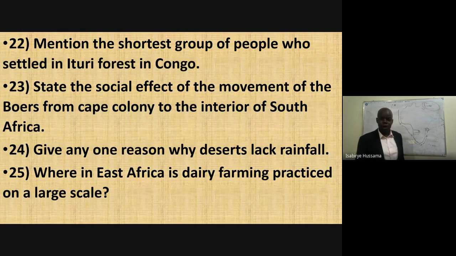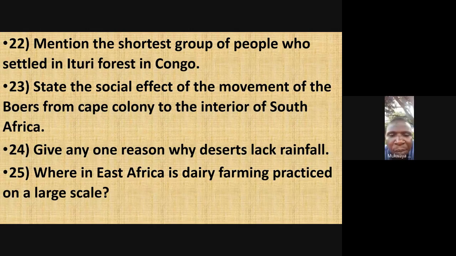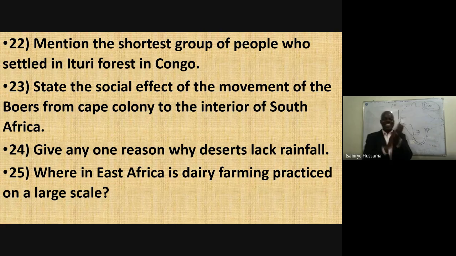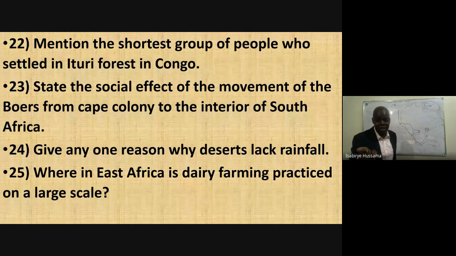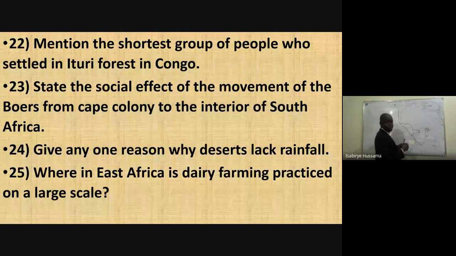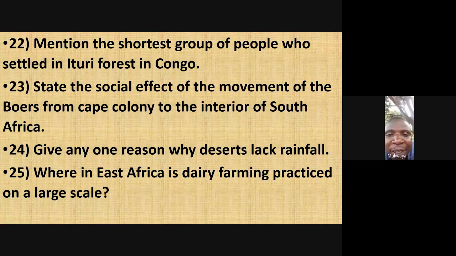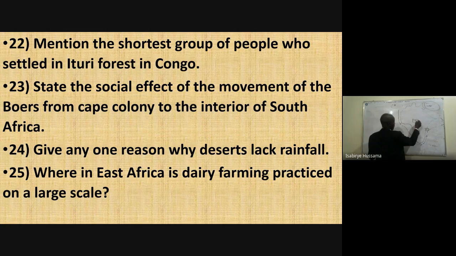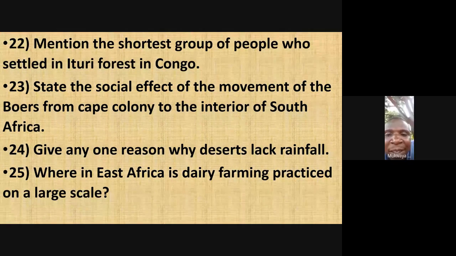They are the shortest people in the world. Mr. Mkwaya: The Pygmies. Thank you very much, Mr. Mkwaya. But still help us with the spelling of Pygmies. P-Y, G, M-I-E-S. Thank you very much, Mr. Mkwaya. Those are the Pygmies. You can now mute the mic.